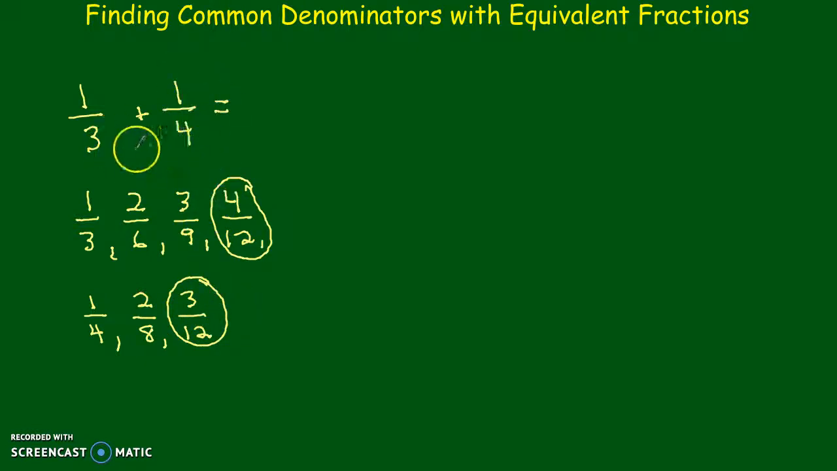So our new problem is going to be 4/12, because 1/3 equals 4/12, plus 3/12, because 1/4 equals 3/12, equals 7/12. So we add the numerators together. 4 plus 3 is 7. The denominators stay the same because that just tells us how many pieces there are to make the whole thing.